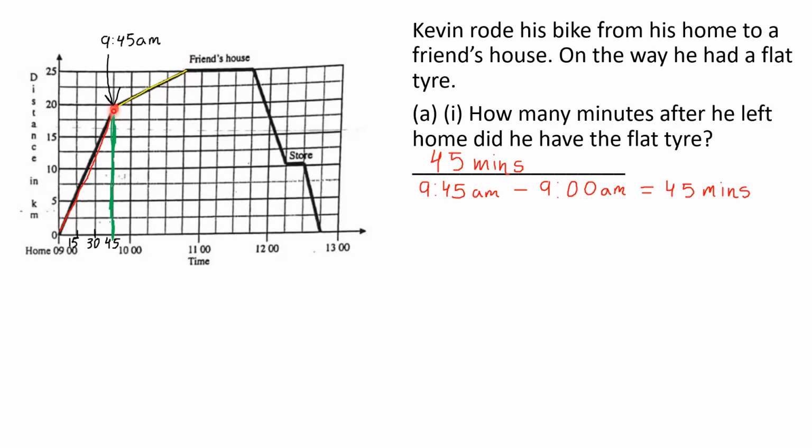So we know it's the place where he had the flat tire because why? How do we know that this is the place where he had the flat tire? What tells us that? I'm talking to you. One more time, please. How do we know he had a flat tire at this point?